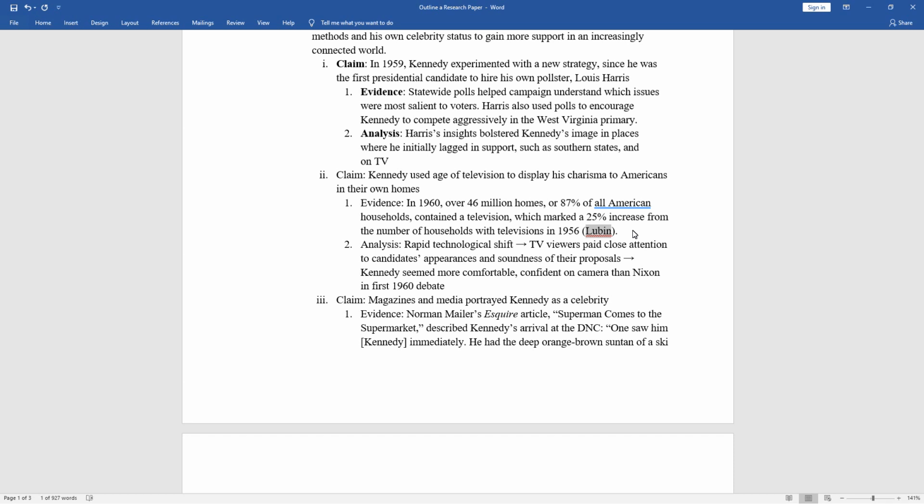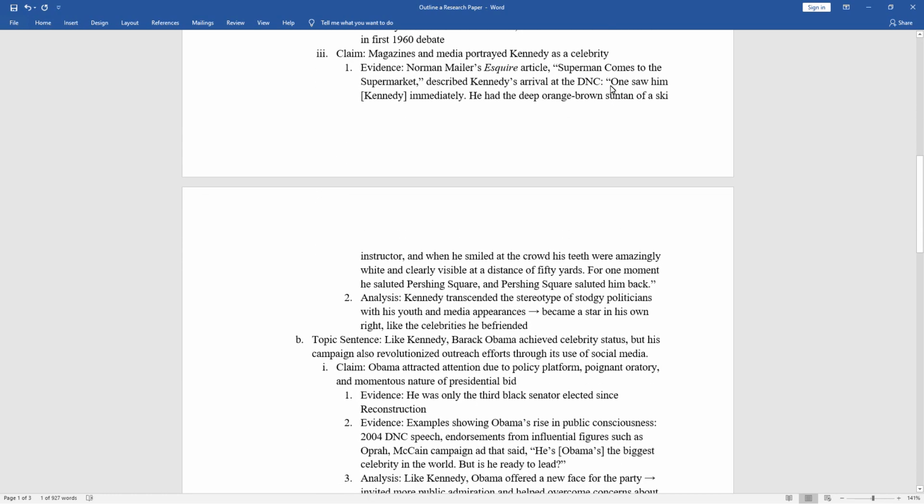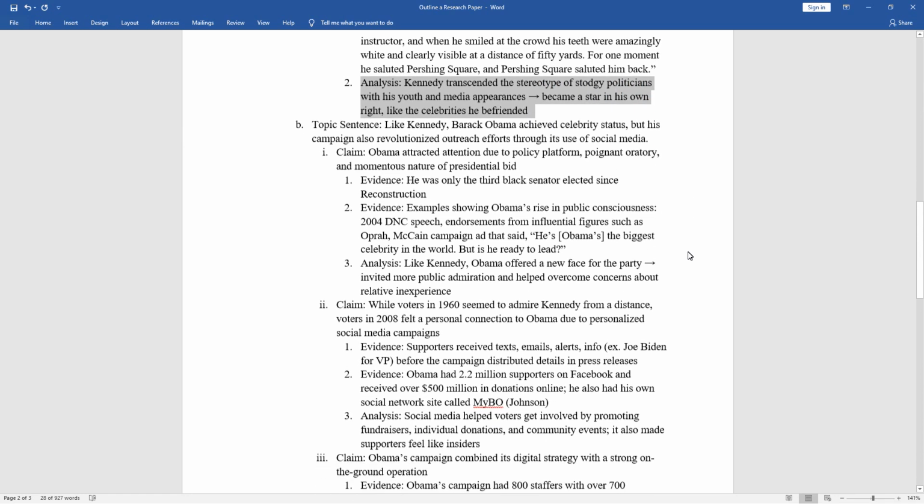And if we look down here, I've also included, as an example of evidence, an excerpt from an article from Esquire. And I thought that this quote was really good because it effectively explained how Kennedy really appeared as a celebrity to the American public. And my analysis of this quote was that Kennedy transcended the stereotype of stodgy politicians with his youth and his frequent appearances on media outlets, and as a result, he became a star in his own right, like the celebrities he befriended. So that's my point of analysis there.